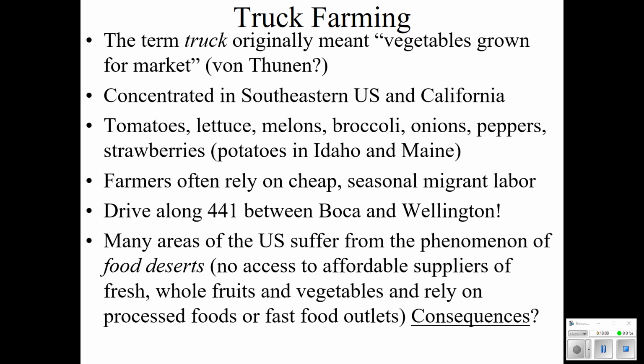In Von Thunen's perfect world, this would be a farmer with a wooden cart pulled by two oxen, no roads, flat surface. Remember all of the isotropic assumptions that are very important when we talk about Von Thunen. So that's where this word comes from. So today, of course, a truck is something that carries a heavy load.